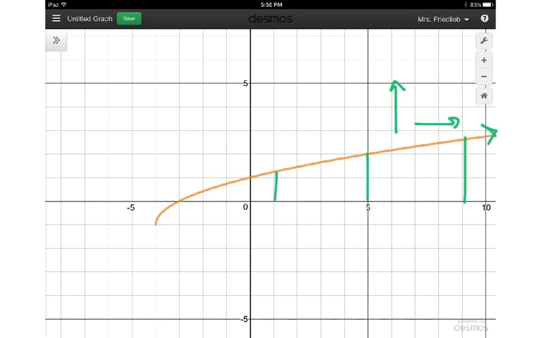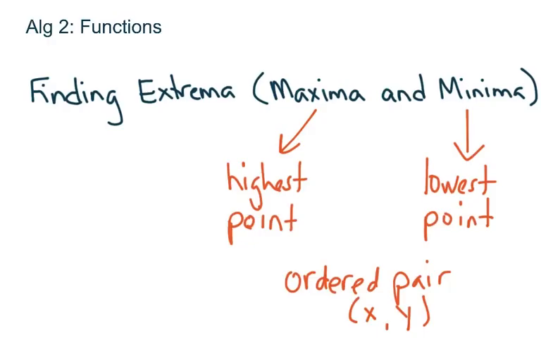But so there's no highest point, but there is a lowest point. This is the lowest point on the graph because all the rest of the orange graph is above it. So we have a minimum here, and that minimum is at negative 4, negative 1. And that is finding extrema.